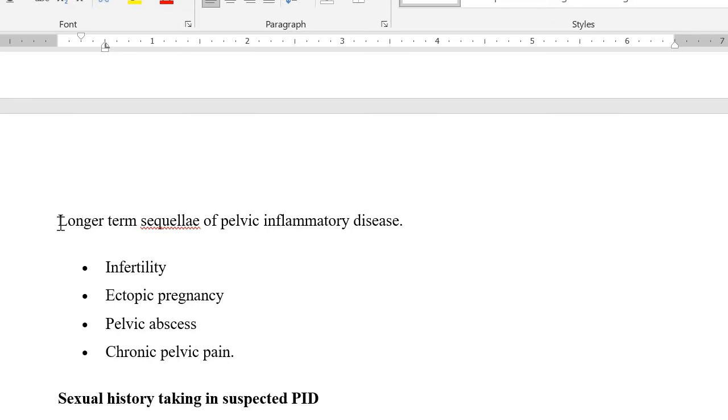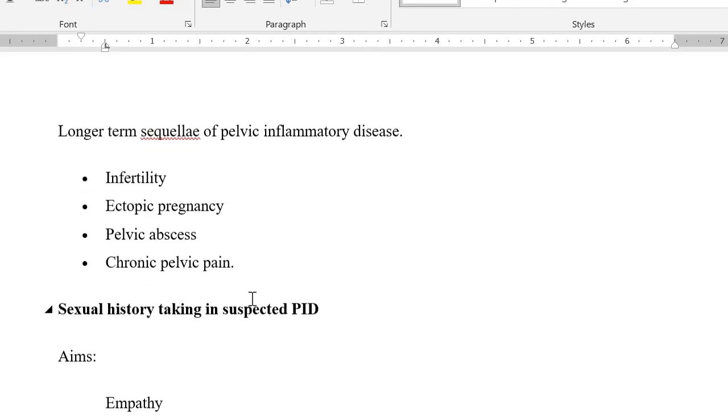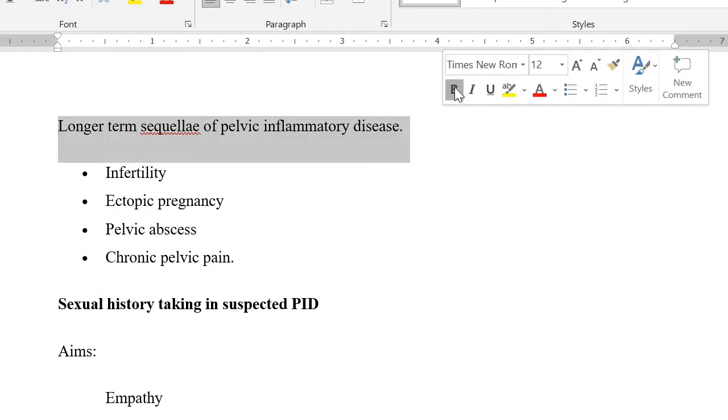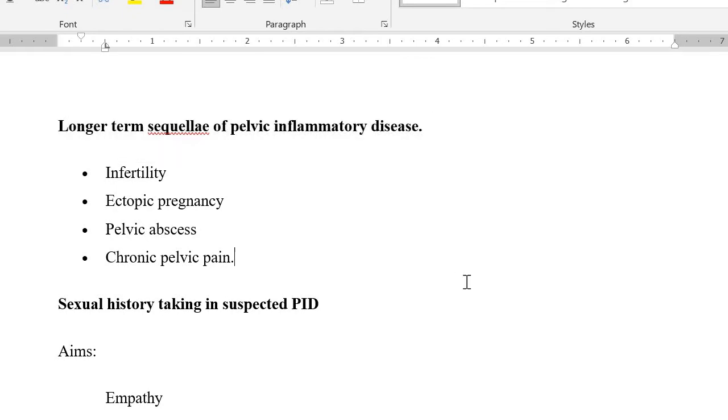Their favorite question, what are the long-term sequelae of PID? Infertility, ectopic pregnancy, pelvic abscess, and chronic pelvic pain. All of these four are very serious conditions. So they will give you a case that the patient had PID. What do you expect to see in the long run? So these you are going to see.